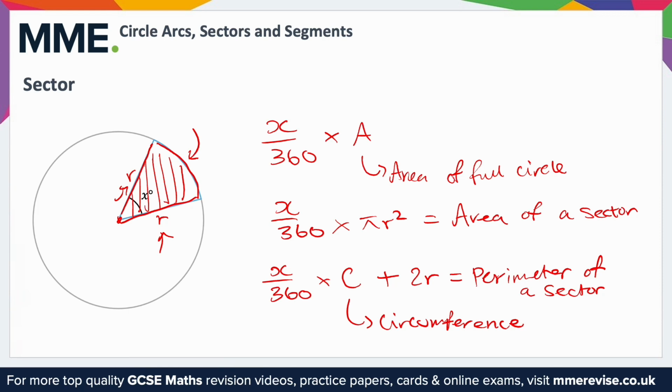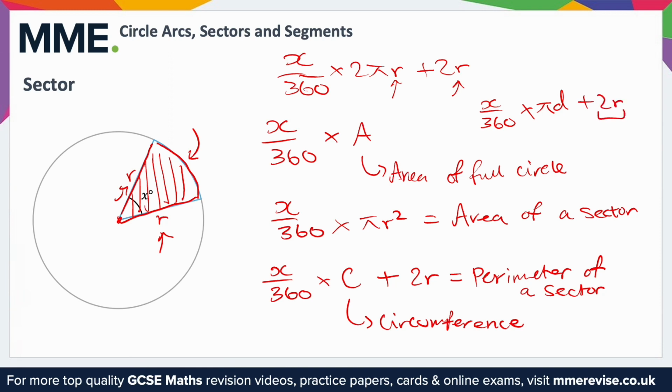You can, of course, put this in terms of the actual equation for the circumference. So you could have either x over 360 times by 2 pi r, if you want it in terms of the radius. That makes it nice and easy because then the whole equation is in terms of the radius. Or if you want to, you could have x over 360 times by pi d plus 2r still. So you could turn this into the diameter as well. You can simplify it down quite a lot, but we'll leave it in terms of this for now.